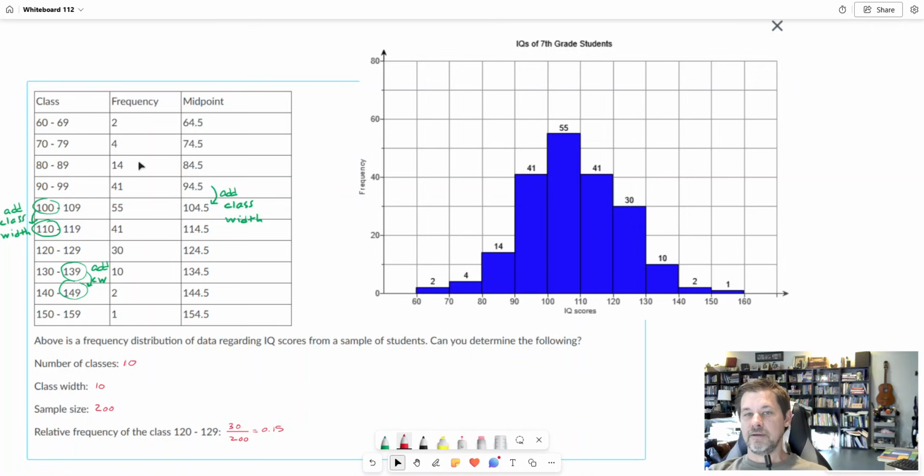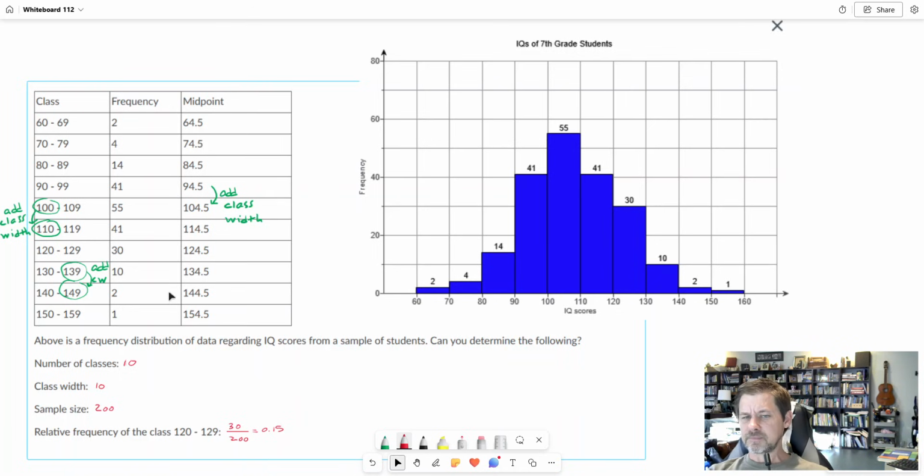So if I just add all these numbers up, 2 plus 4 plus 14 and so on, then I'll get the total number of students that were in the data set, also known as the sample size. So if I add up all the frequencies, I get the sample size, that's 200. And then there's relative frequency.